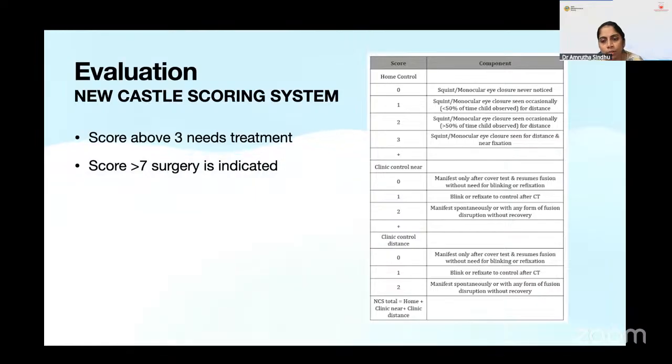Clinical control, as I already explained, you see for good control, fair control, or poor control, both for distance as well as near. When you add the home control with the clinic control, that gives the Newcastle score. Any score above 3 needs treatment, meaning any kind of non-surgical treatment should be started above 3. Any score above 7 indicates surgery, so we have to plan for surgery. This is one way of evaluating intermittent exotropia.